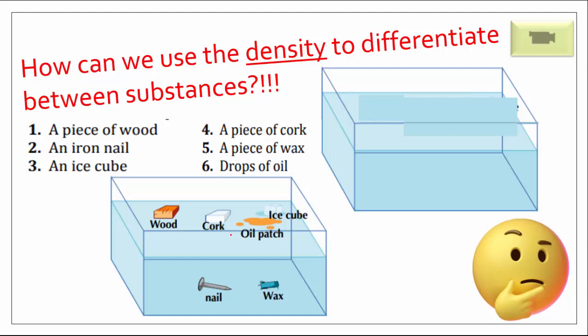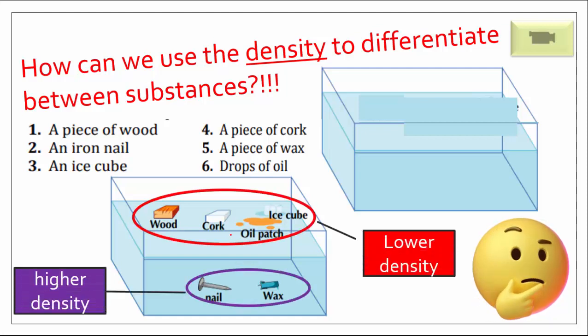So again, things that stay on the surface have lower density than water, so water can carry them. But things that go down have higher density than water, so water cannot carry them on its surface. Understood?